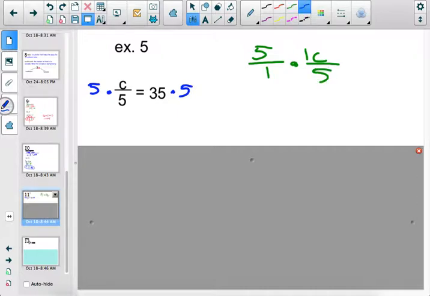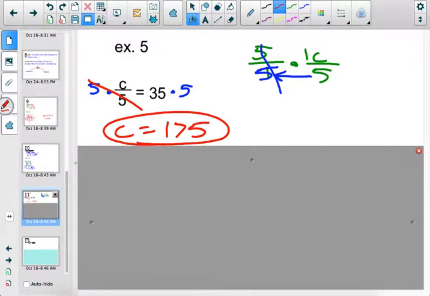Now if you look at it, can I just move this over and consider that 5 over 5, and it'll 1 out, right? So instead of drawing the 1 up and down, I'm going to draw the 1 slashed. It 1's out. What are you left with? You're left with c equals, is it 175? Yes, 175. That's how you should work on it. Another way.